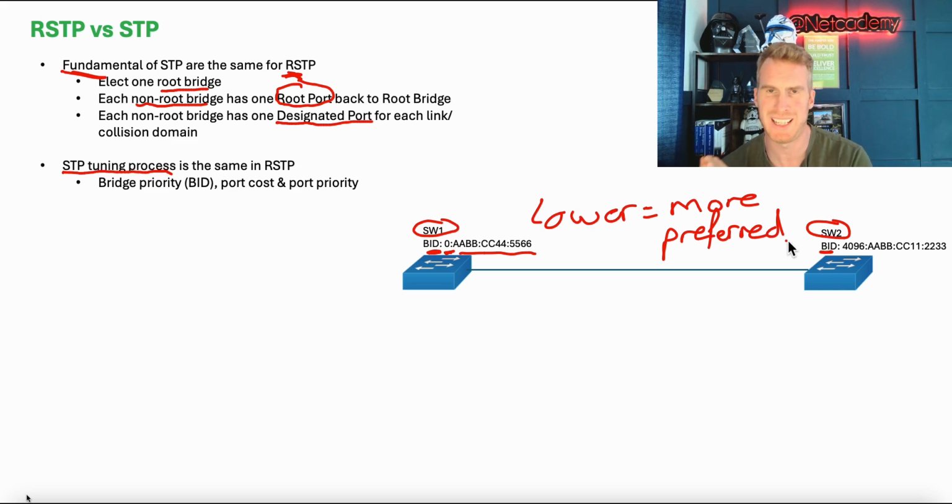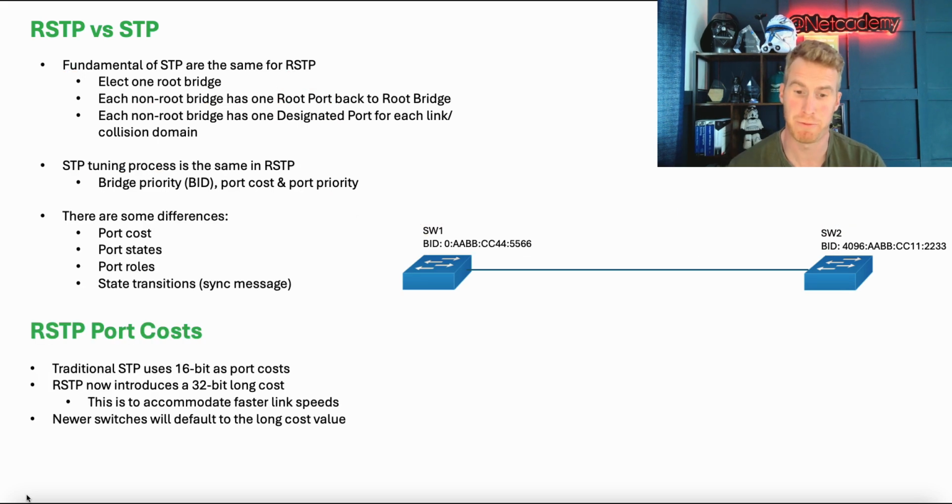The root bridge will be elected based on the lower, i.e. the more preferred, bridge identifier, and if there's a tie, they then look at port cost and port priority. That is exactly the same. Nothing has changed there. But of course there are some differences.